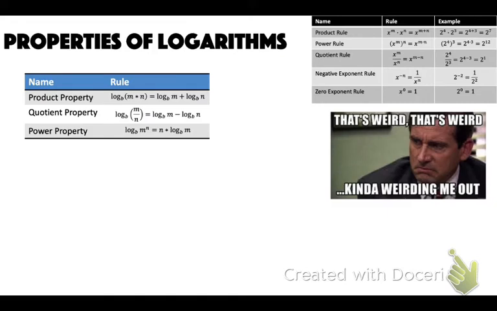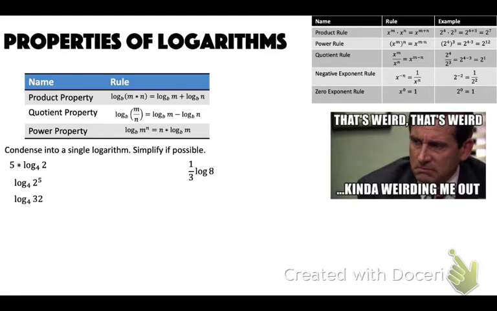Okay, so basically, if we want to condense these, we have 5 times log base 4 of 2. We can just move that 5 up to raise the 2 to the power of 5. So that's the same thing as log base 4 of 2 to the 5th, which is log base 4 of 32.